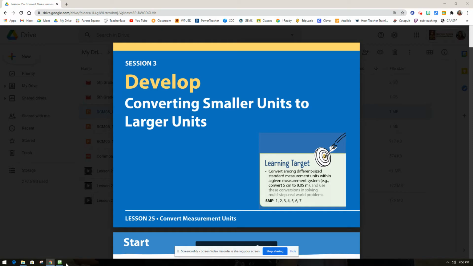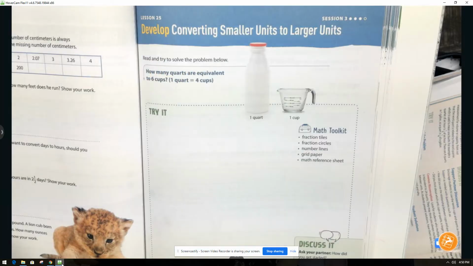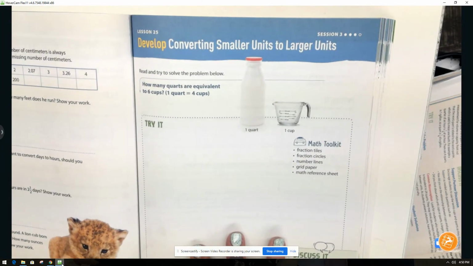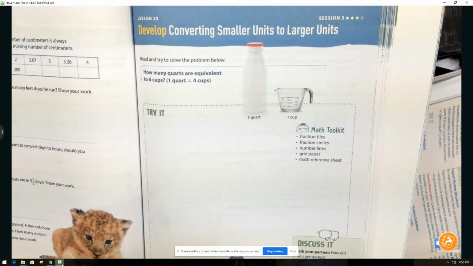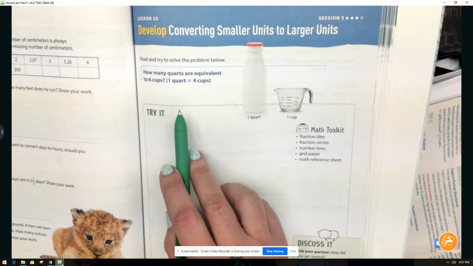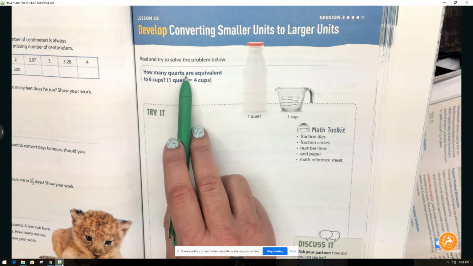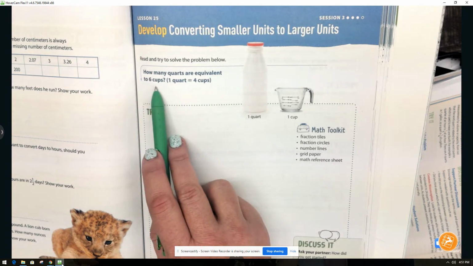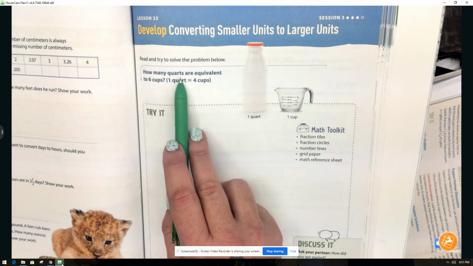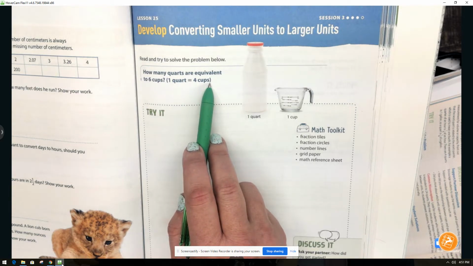So go ahead and go into your Ready Classroom Math Workbook and go to page 519. On page 519, we are asked to do this problem. We are asked to find out how many quarts are equivalent to 6 cups. So 1 quart equals 4 cups.